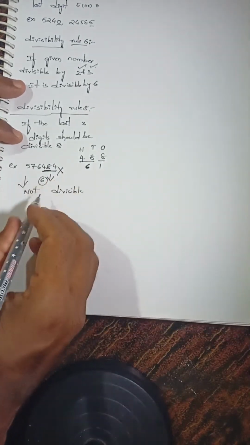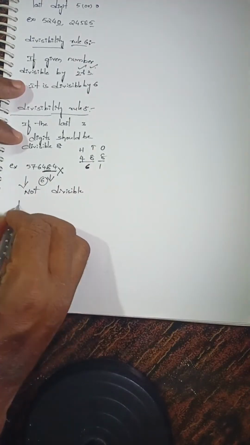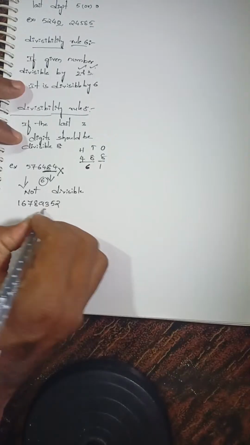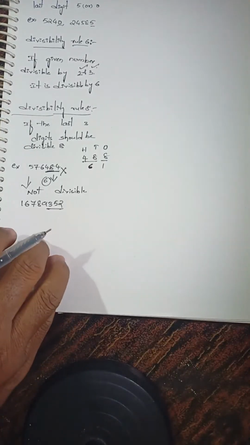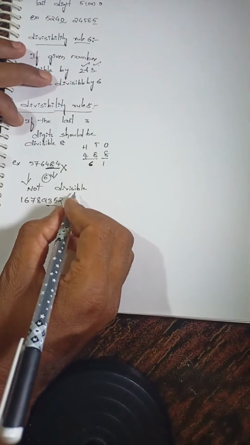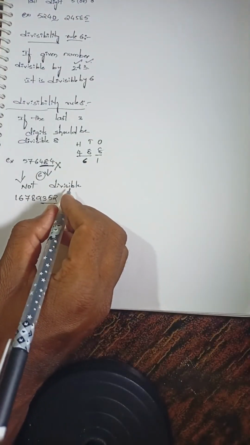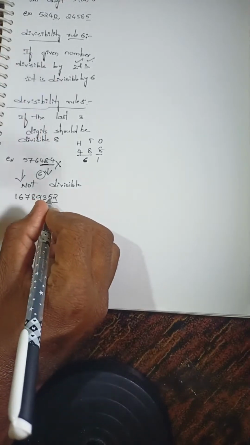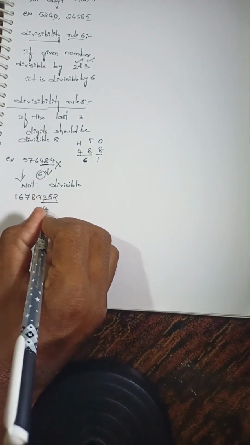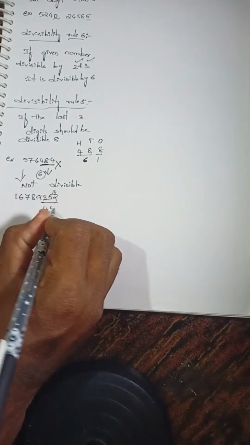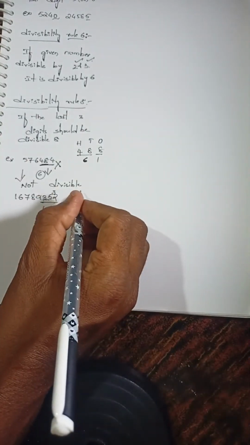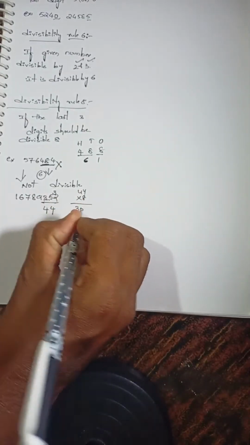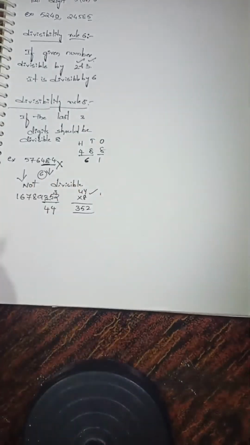For example, if I am taking the number 16789352, what are the last three digits? 352. If you see the last three digits 352, now see how many times 8 goes? 35, nearest 8 fours are 32, 3 remains, 8 fours are 32. Yes, 44 times. 44 into 8 you are going to get the answer 352, that is divisible by 8.